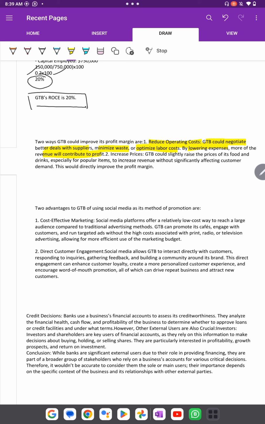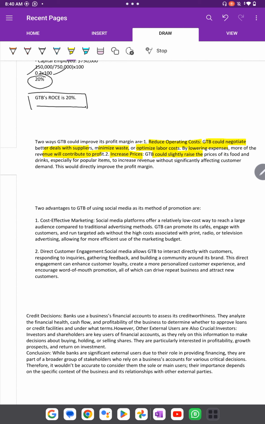If somehow he is successful in decreasing the costs and expenses, it means that he will have a higher profit, and that's how he can increase his profit margin. Number two is increase prices. If he increases prices, even if the profit is not so large, but the revenue is large, then automatically the profit margin would be high.